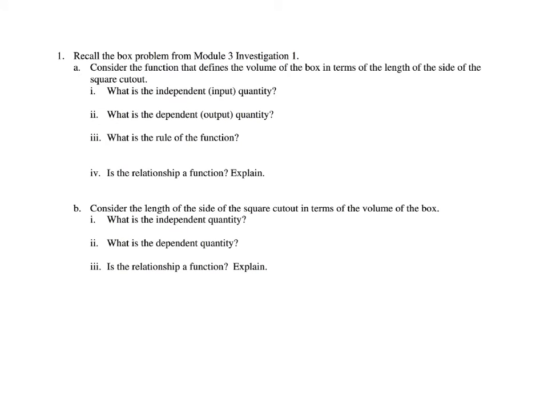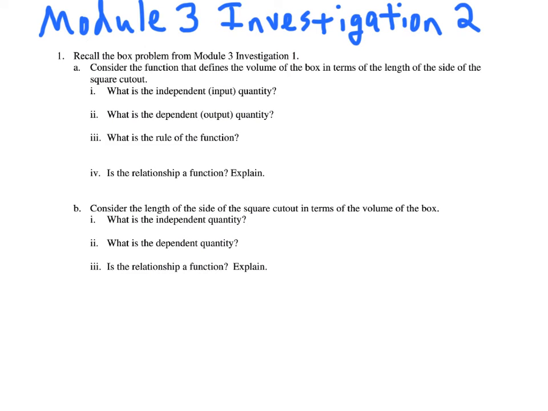In the previous slide, we thought about functions using symbolic representations and formulas. Now, let's consider these function concepts in the context of the open top box problem that we've worked on earlier, using words. Question 1 in Module 3 Investigation 2 asks you to consider the quantities in the box problem in terms of each other. Sometimes the independent quantity will be the side length of the square cutout, and sometimes the independent quantity will be the volume. You must decide, depending on how the question is worded in the different parts.